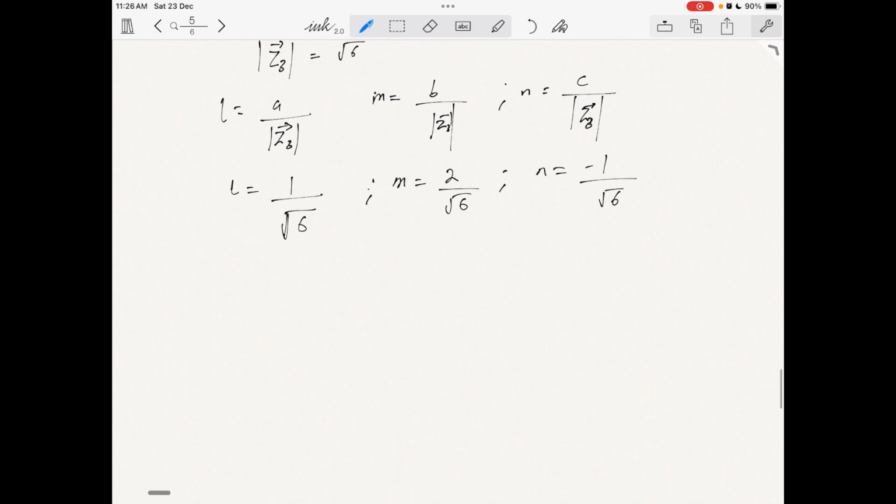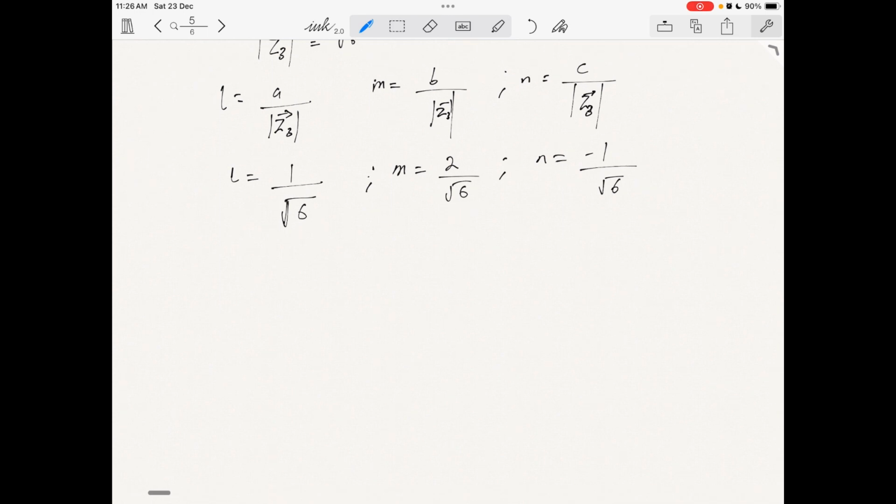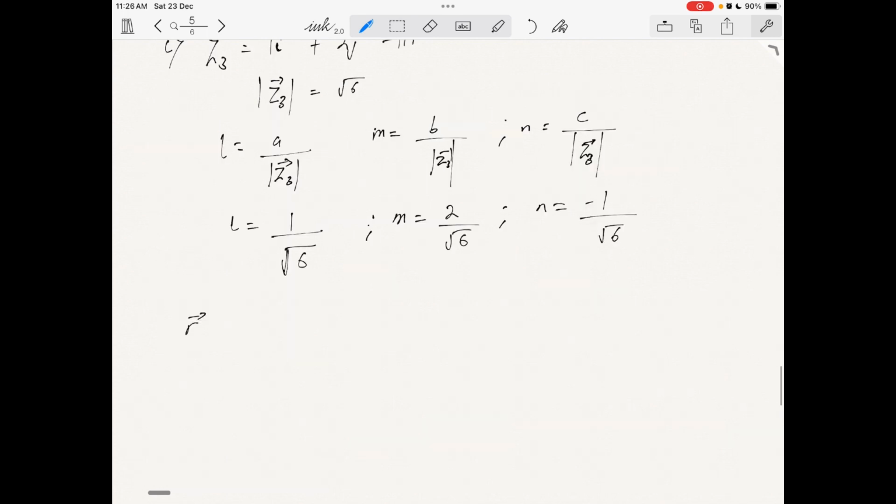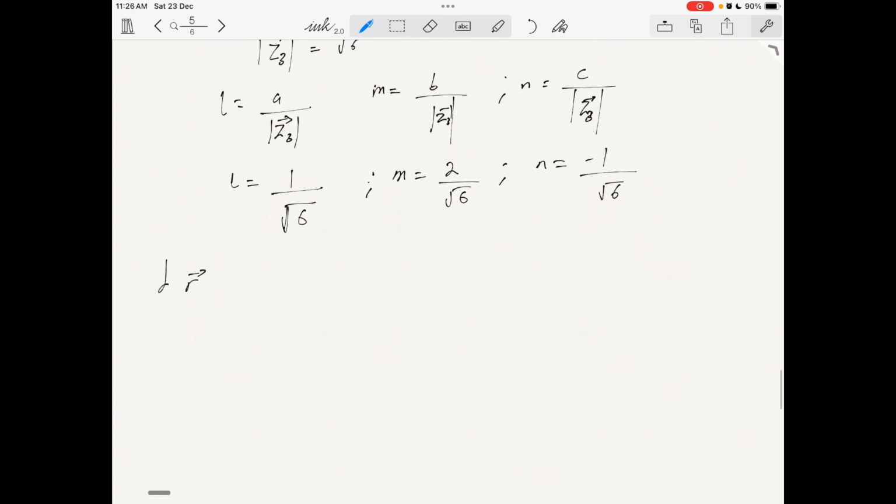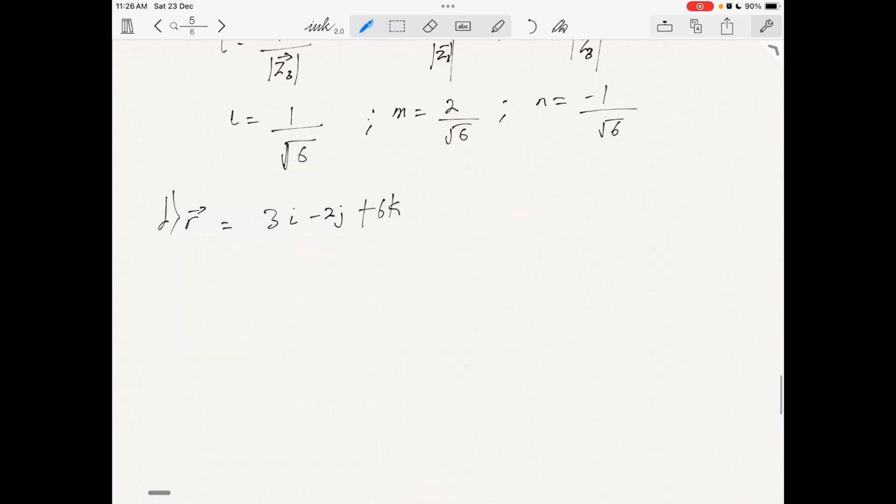Now let's take another question. We want to evaluate, given the modulus of r. Let's call this d, and this will be our last question. We're given 3i minus 2j plus 6k. Now, how do we evaluate the modulus of the vector? Here we know that a is equal to 3, b is equal to minus 2, and c is equal to 6.